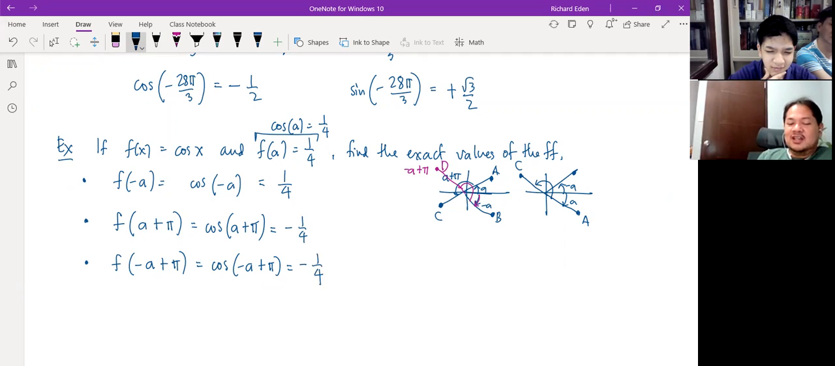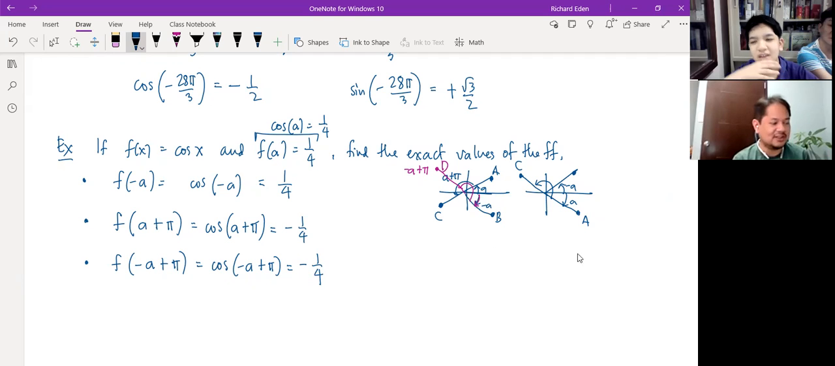Negative 1/4. Negative 1/4. The way I do it is I don't necessarily remember what the sign is gonna be in the end. For me it boils down to imagining. I visualize. If a is here, where is a plus pi going to be? Where is negative a plus pi going to be? Because then it allows you to also know what if we're looking at the sines rather than the cosines.